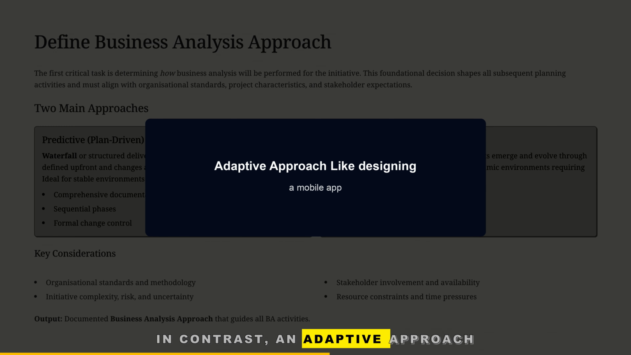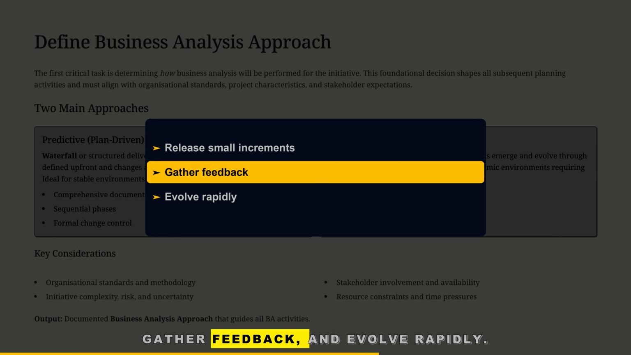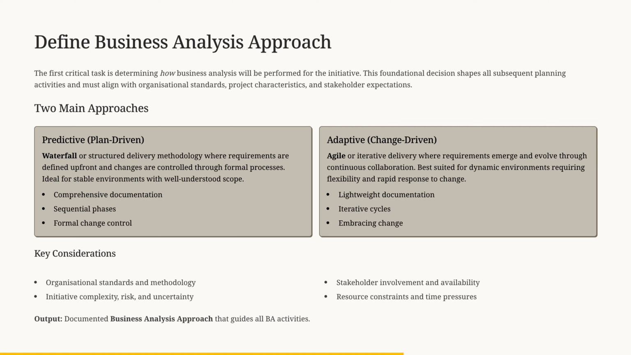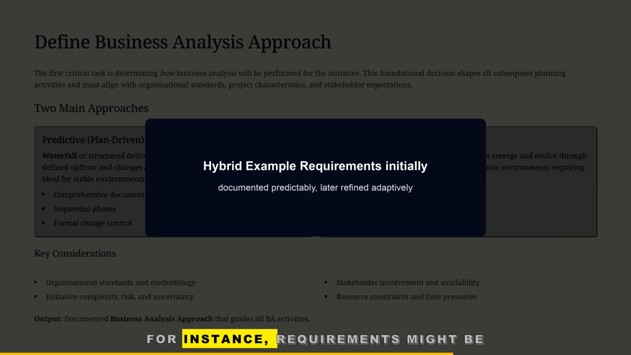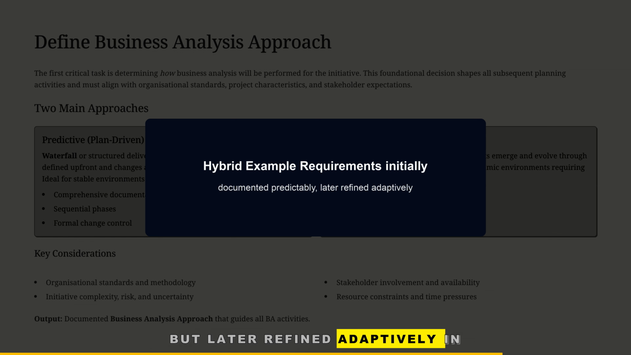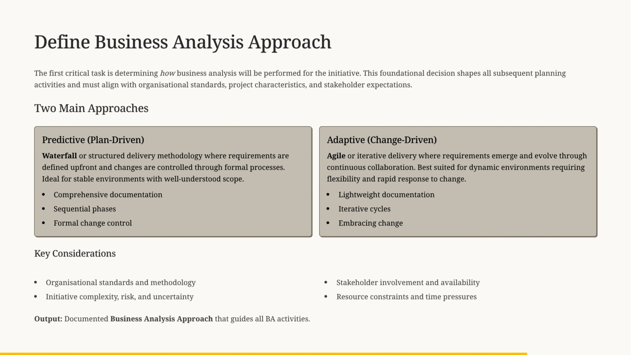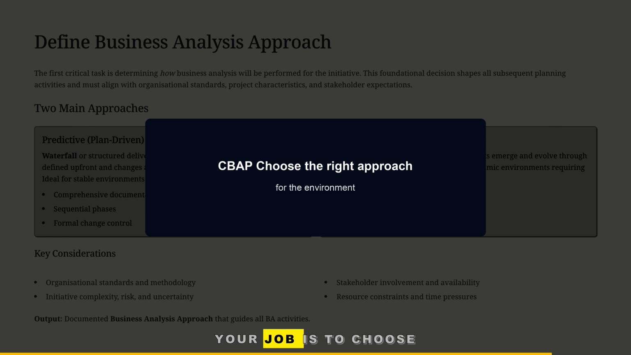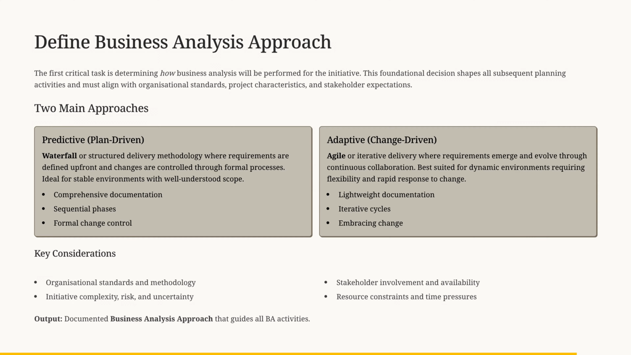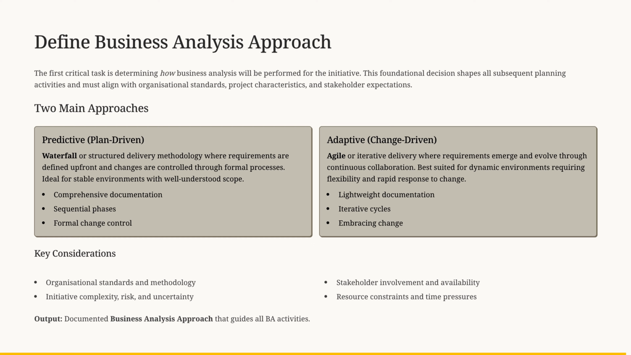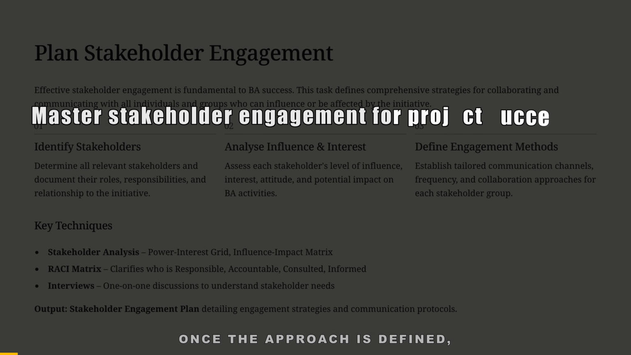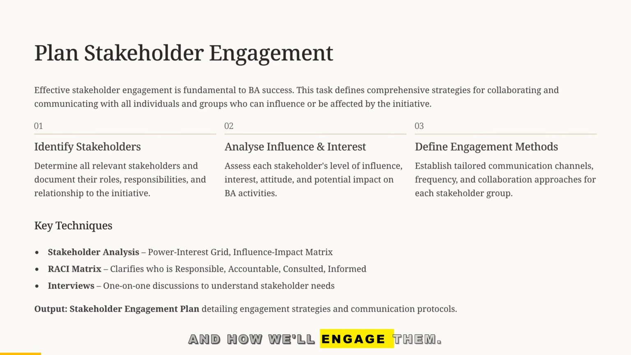In contrast, an adaptive approach is like designing a mobile app. You release small increments, gather feedback, and evolve rapidly. In reality, many organizations use a hybrid of both. For instance, requirements might be initially documented predictively, but later refined adaptively in agile sprints. As a CBAP professional, your job is to choose the right approach for the environment, considering risks, complexity, and stakeholder readiness. Once the approach is defined, we need to decide who we'll work with and how we'll engage them.